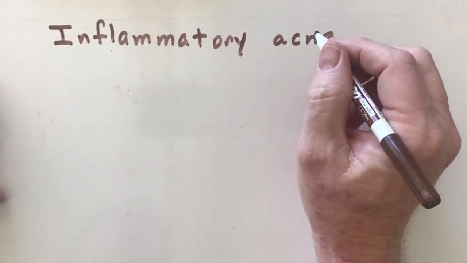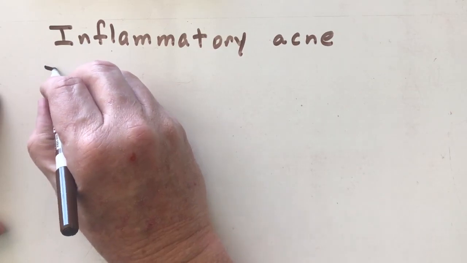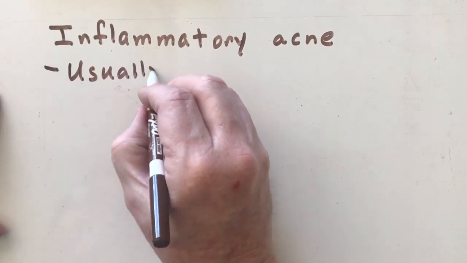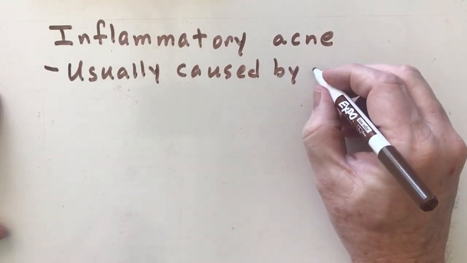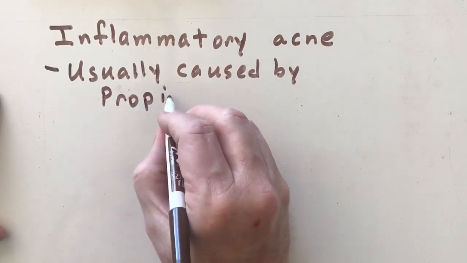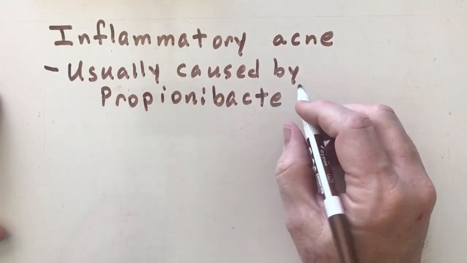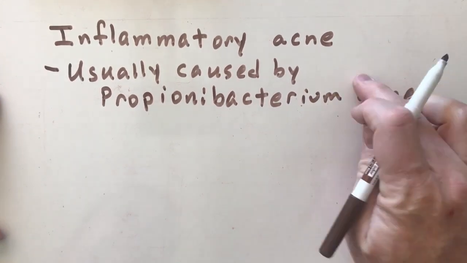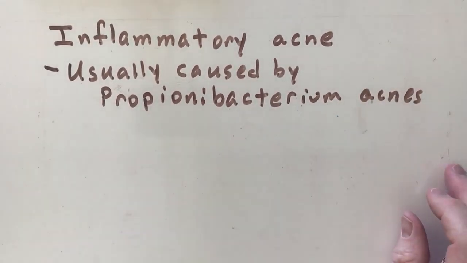Okay, so in inflammatory acne, usually we talked before about the bacteria that causes acne. So this is usually caused by propionibacterium. This is the name of the bacteria. Okay, propionibacterium acnes is the name of the bacteria. Okay, so that's what this is going to usually be caused by.